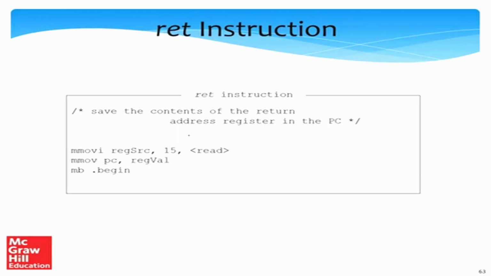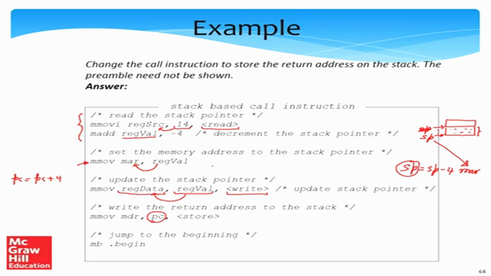All right. So we have already incremented this by 4. So this contains the return address. We move this to the MDR micro register, and simultaneously we issue the store command on the bus. This ensures that we store it to this location on the stack.